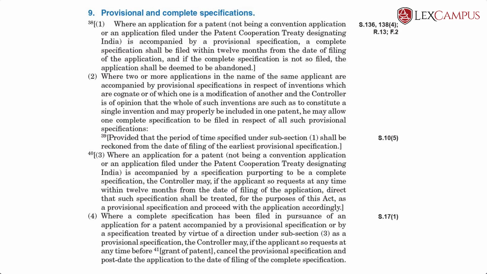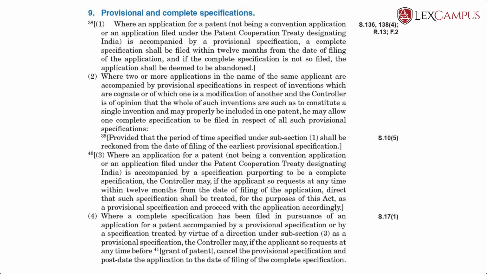Provisional is something that is being done as a temporary measure, and provisional also means that it will be followed up by something which is complete. So, the provisional is something that is a time bound specification which has a short life, and by its nature the provisional has to be followed by something that is complete.